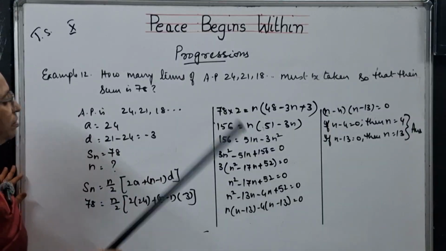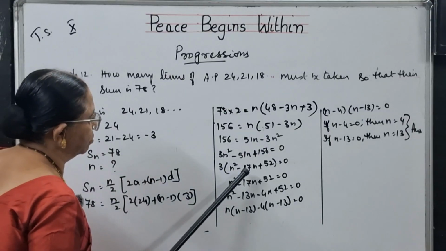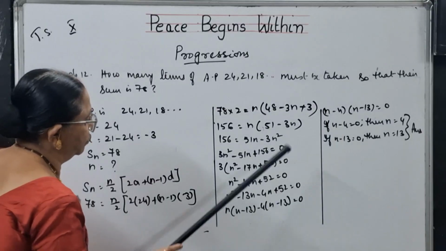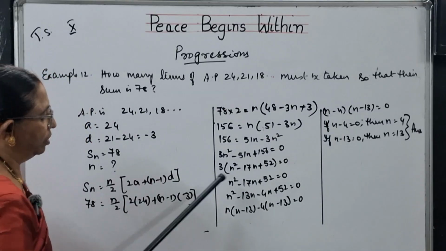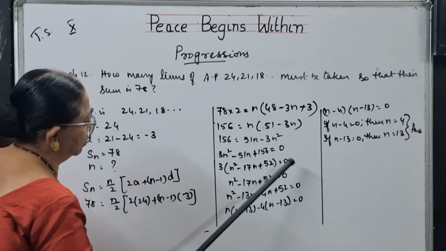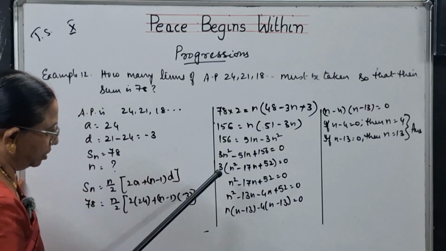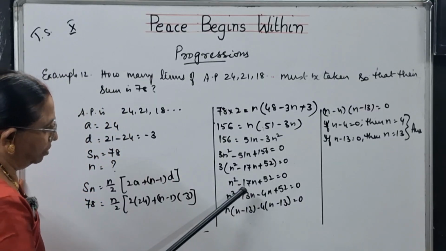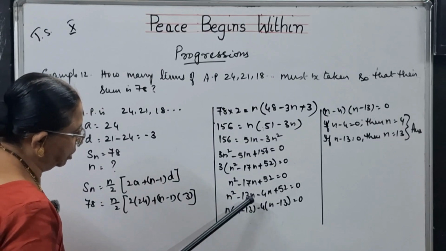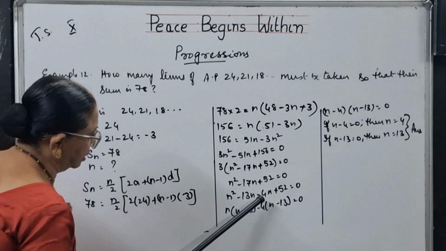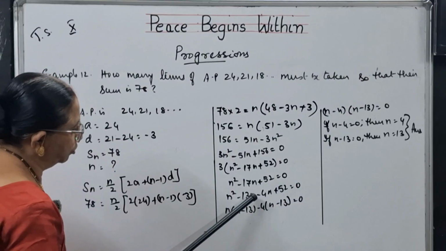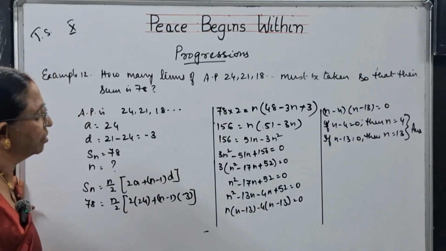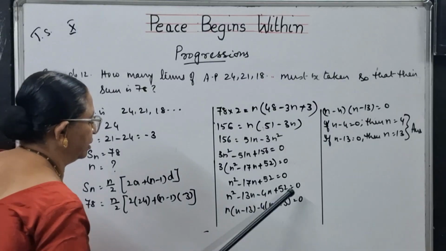So in this 3 is common. 3 into n square minus 17n plus 52 is equal to 0. 3 when it goes here, 0 by 3 is 0. So n square minus 17n plus 52 is equal to 0. 52 when you write, you can bifurcate it. Split the middle term as 13 4s are 52. Both minuses, so you'll get plus. When you add these two minuses, minus 17n we will get. So splitting is correct here.